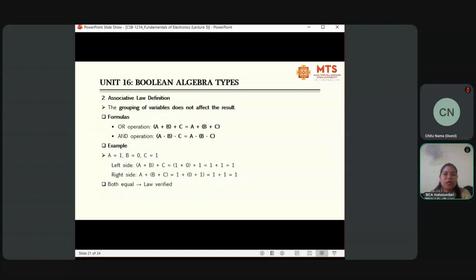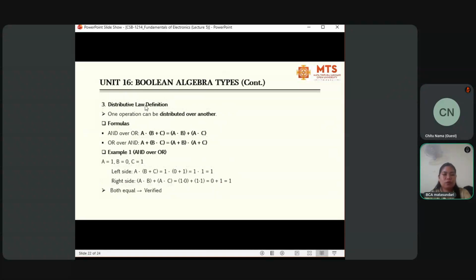For example, A equal to 1, B equal to 0 and C equal to 1. Left side, A plus B plus C, the result will be 1. Right side, A plus B, plus C, whole bracket. The bracket we solve first, then the result still comes 1. So both are equal, law verified.